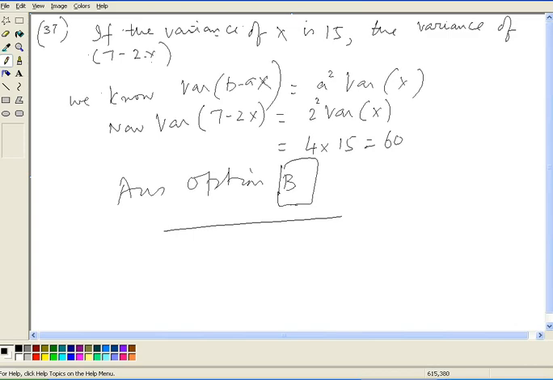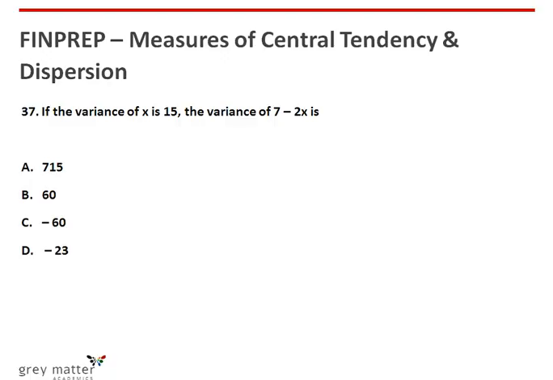So the answer is option B. Going to our PowerPoint presentation, B is the option. The answer is 60.